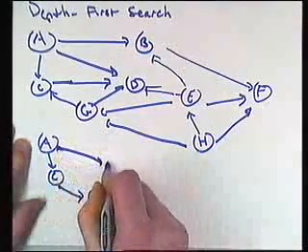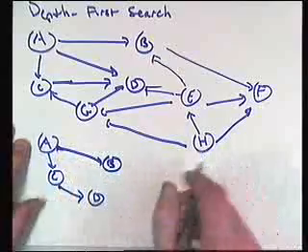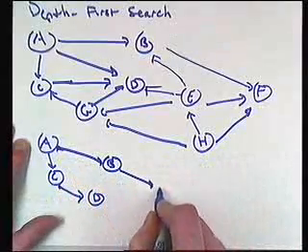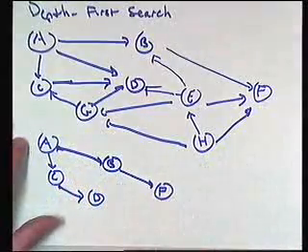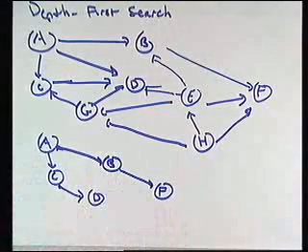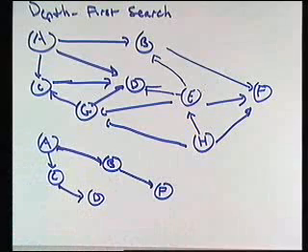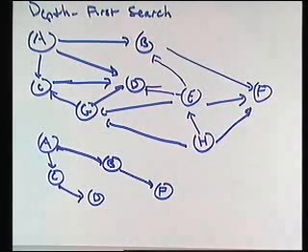I could reach B. And what can I reach from B? Well, I can reach F. And what can I reach from F? Well, there's nothing. So I backtrack to B and see if there are any other vertices I can reach from B, and there weren't. So I backtrack to A and say, are there any other vertices I can reach from A other than the ones that are already marked? And there weren't. So we're done with this spanning tree.